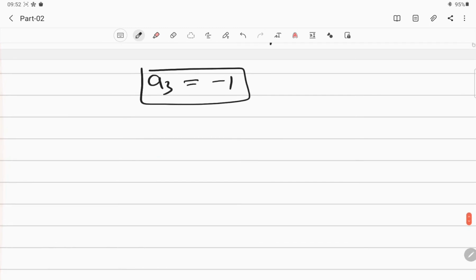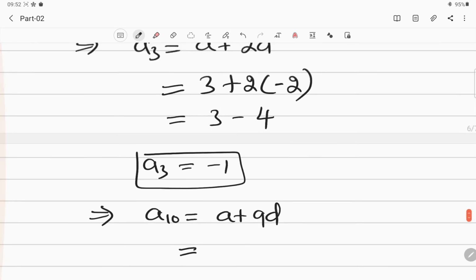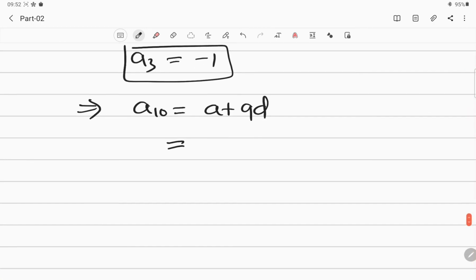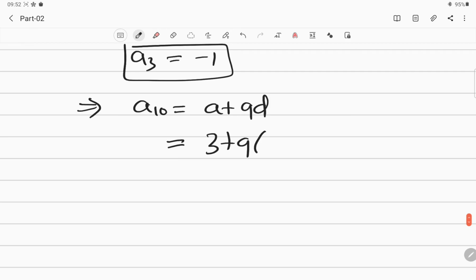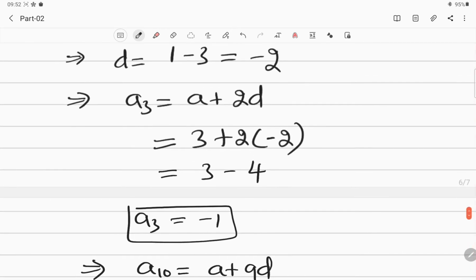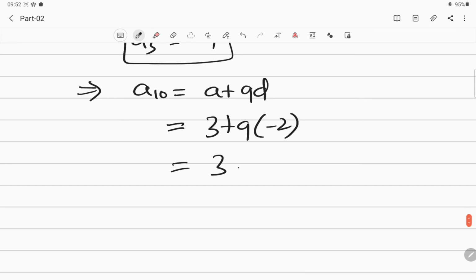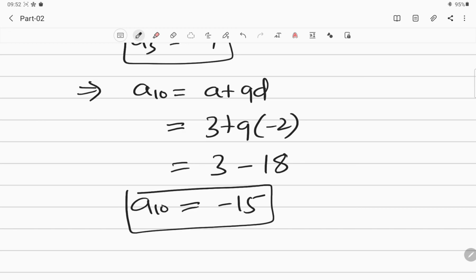Then how about the 10th term? You can easily find out that also. So a10 is equal to a plus 9d. All right. So a plus 9d means, what is the value of a? Look at this. a means first term, so that is 3. All right. So 3 plus 9 into d is minus 2. Already we found out that value d, minus 2. So it becomes 3 minus 18. So that is like minus 15. So 10th term is minus 15.